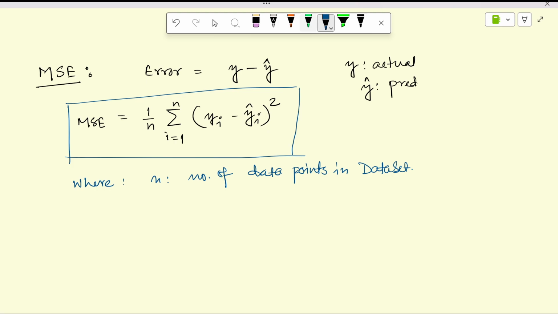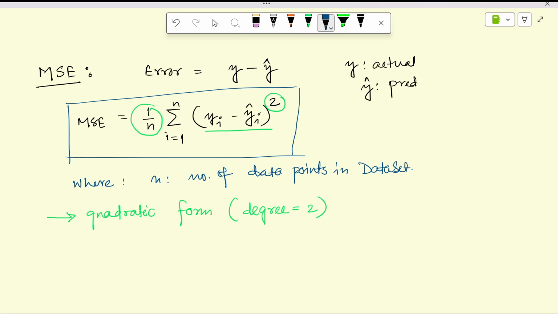So this denotes the mean part, this is the square part, and this is the error part. So mean square error, as the name suggests. As you see here, it is a quadratic form. That means the square is degree two.